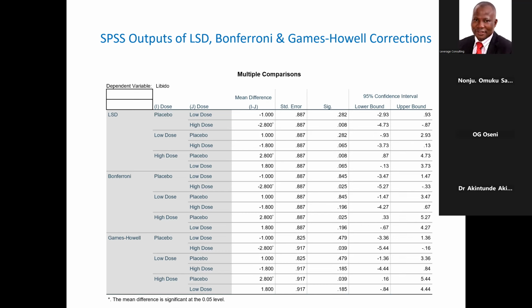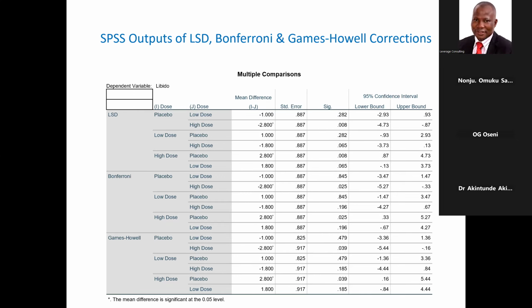I don't need to be explaining everything, but the difference I want you to see here is that it is significant. If you remember Bonferroni, the one in the middle, we say it's only 0.025 that's significant. But look at LSD, even though it's still the only one that's significant, it's more significant between placebo and low dose. Bonferroni gives you a p-value of 0.025, while LSD is 0.008.